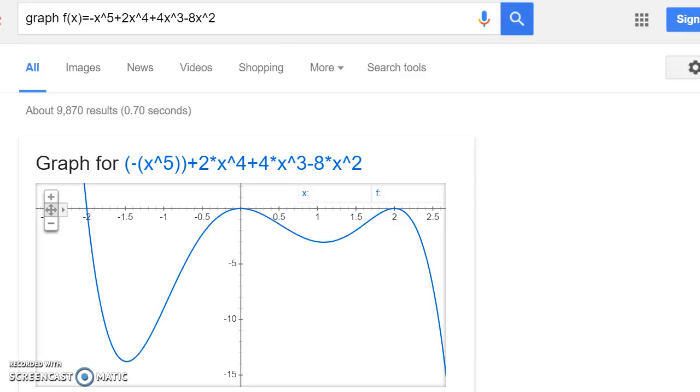So let's take a look at this. Ooh, notice that it's an x to the 5th, so its end behavior is opposite, right? It's facing opposite directions. And remember what we said. We said that the 0 at positive 2 had multiplicity 2. The 0 at 0 had multiplicity 2. And the 0 at negative 2 had multiplicity of 1. Okay. All right. So we might draw from this some conclusions.